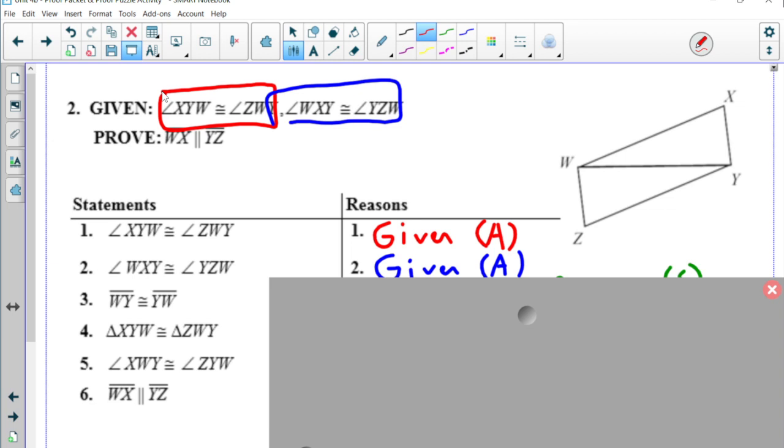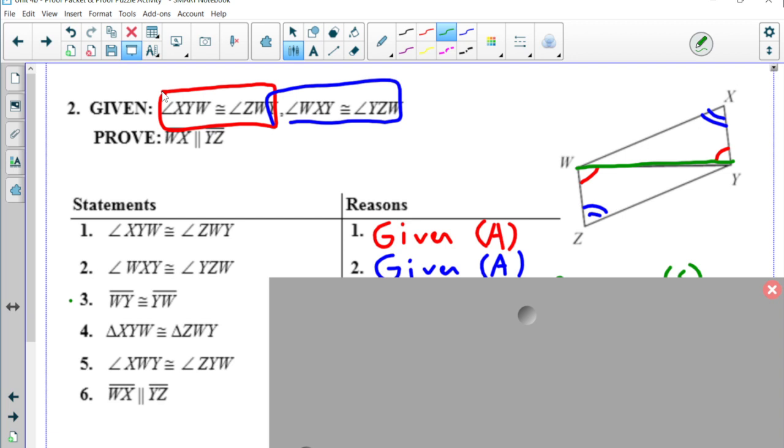So step 1, XYW congruent with ZWY, is marking those two. And then step 2, WXY, YZW, that's this pair of angles right here. So far we've got 2 pairs of angles, and we need one more thing. Well, if we look at step 3, we have W to Y. Let's look at where that is. Oh, it's that same side in both of the triangles.